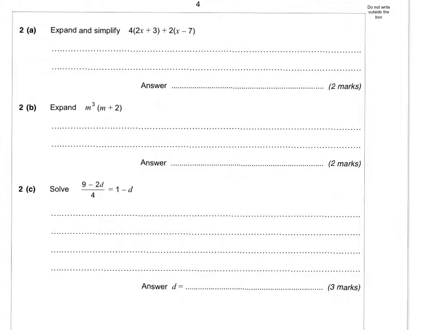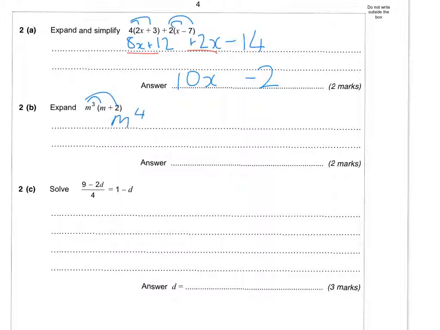Question 2, expand and simplify. So 8x plus 12 plus 2x minus 14. Like terms, 10x minus 2. Expand m to the 4 plus 2m cubed.